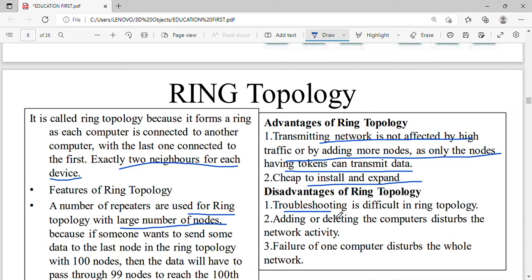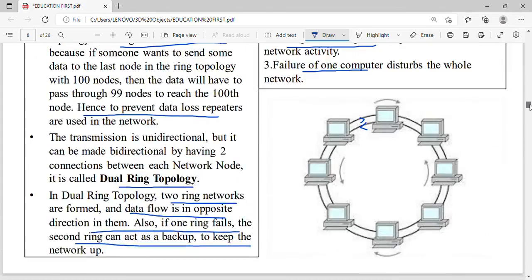Troubleshooting is difficult in ring topology. Adding or deleting a computer disturbs the network activities. Failure of one computer disturbs the whole network. Here you can see its example.